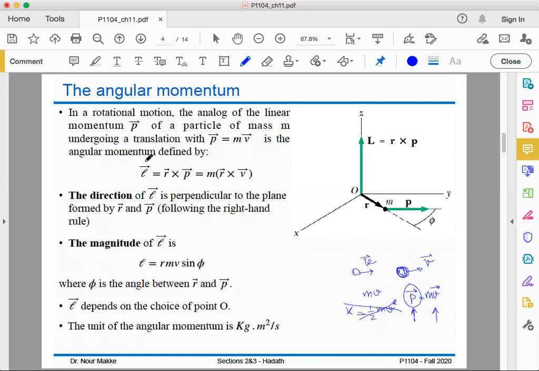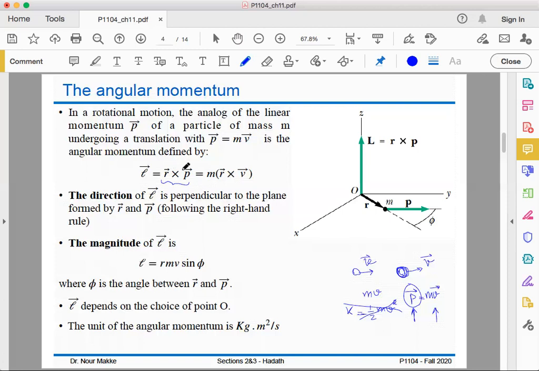What is the equivalent of the linear momentum in rotational motion? Right, we call it angular momentum, just like we named the previous variables: angular speed, angular position, etc. And this angular momentum is defined as the vector product between the position vector r of the particle and the linear momentum of the particle.